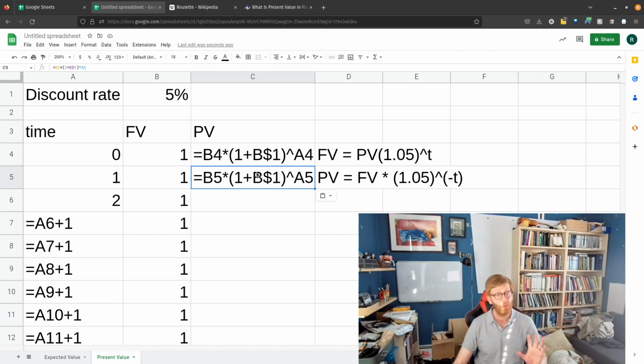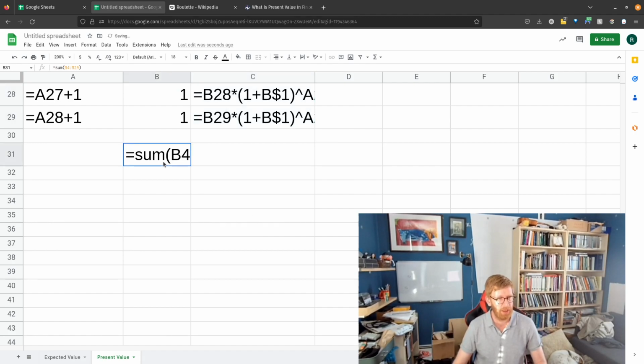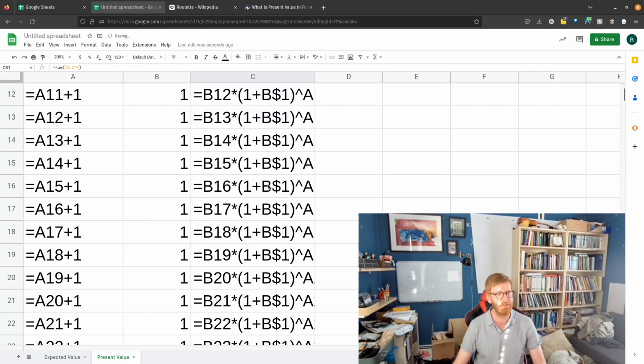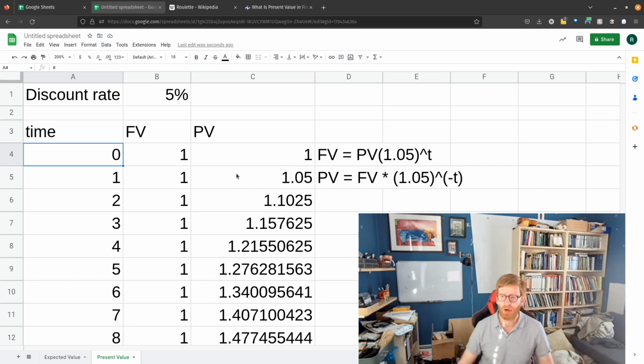So what we're calculating in this cell is this number times 1 plus this number to the power of this number. And we copy that all the way down. And then while we're here, let's look at the sum of that and what we actually calculate. So $1 right now, after 0 amount of time that we have to wait, is worth $1, or $1 million is worth $1 million.